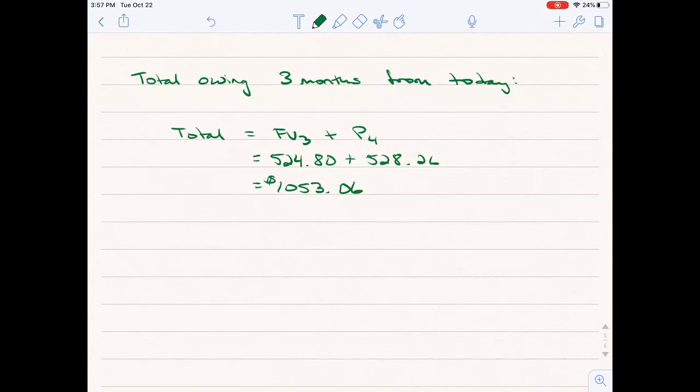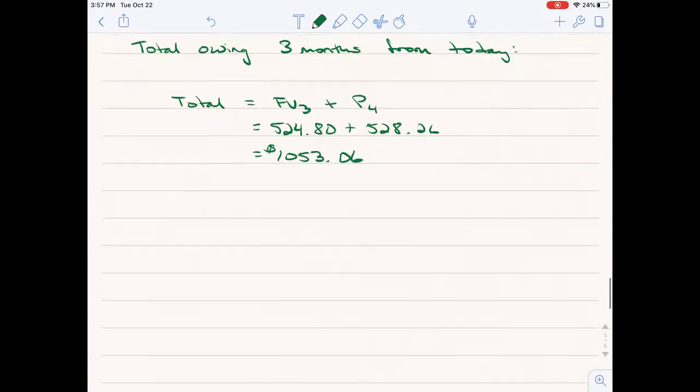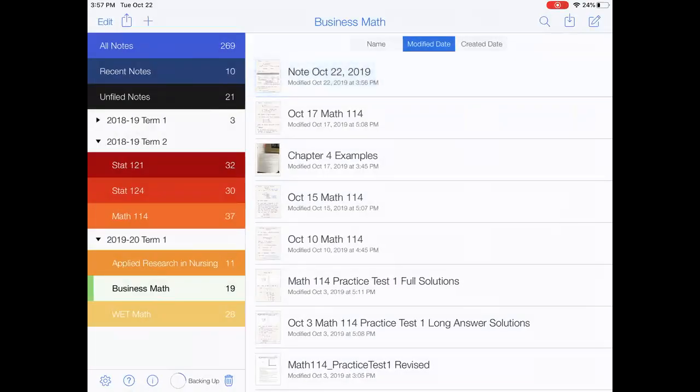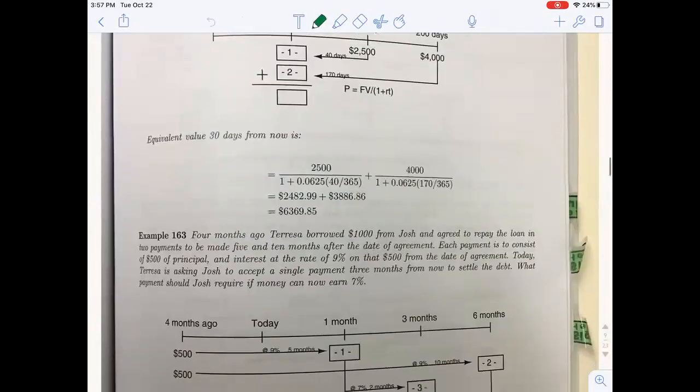All right. Any questions about that one? So what I want to do is example 165, because it's a different type of problem where we have to find the amounts, and especially we want to have equivalent payments. So example 165.